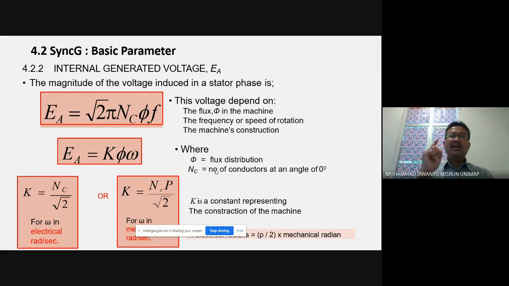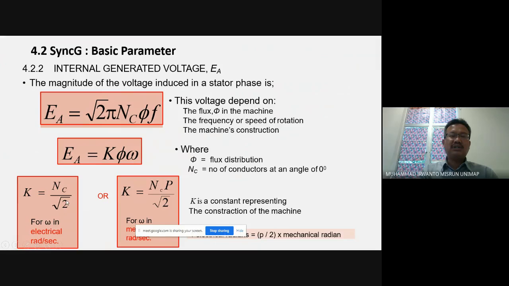Now, the value of the internal generated voltage or induced voltage EA is given by square root of 2 pi NC flux F. NC is the number of conductors at an angle of 0 degree, the flux here is the distributed flux, and the frequency is the frequency of the speed of rotation. And this term can be simplified to be EA equal K flux omega.